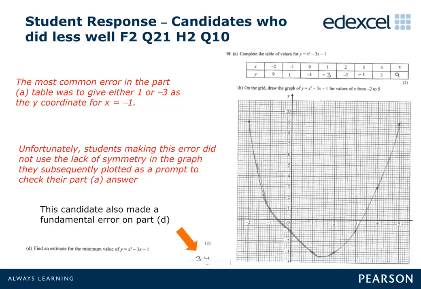From the Principal Examiner's Paper F2 and H2 reports. The most common error in the Part A table was to give either 1 or minus 3 as the y-coordinate for x equals minus 1. Unfortunately, students making this error did not use the lack of symmetry in the graph they subsequently plotted as a prompt to check their Part A answer. This candidate has also made a fundamental error of giving the x-coordinate rather than the y-coordinate.